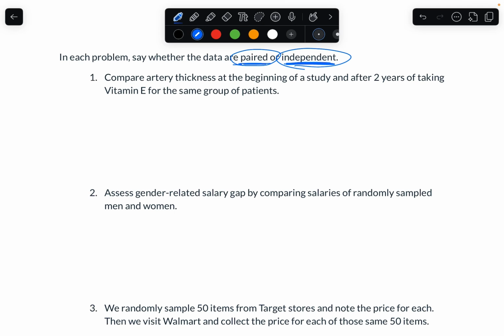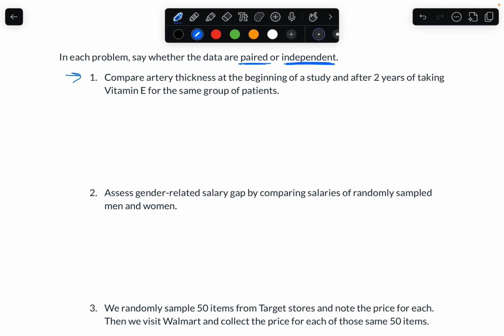So at the beginning of our problem types, we're going to have to determine whether we have paired data or independent data, and that's going to inform how we do the rest of our problem. I can't proceed with that problem without knowing what type of data I'm dealing with. So let's hop into our examples.